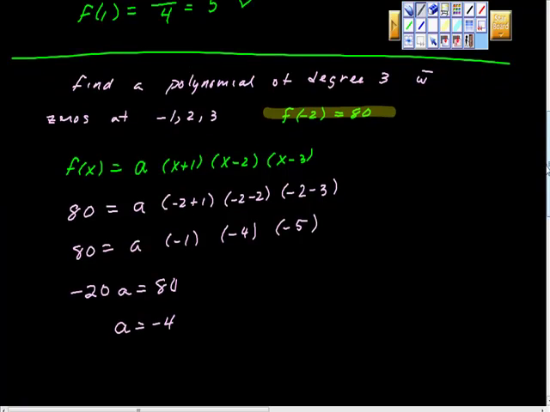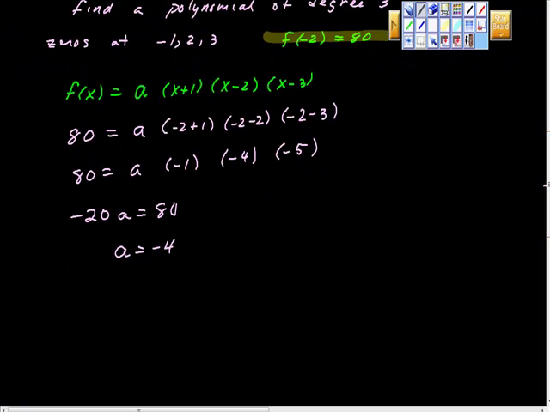So I believe the equation is that f of x is equal to a coefficient of negative 4 times x plus 1, x minus 2, times x minus 3. And if you fill in the blanks here, remember when we got this, we got negative 20, and negative 4 times negative 20 is in fact 80. So again, we've confirmed this.